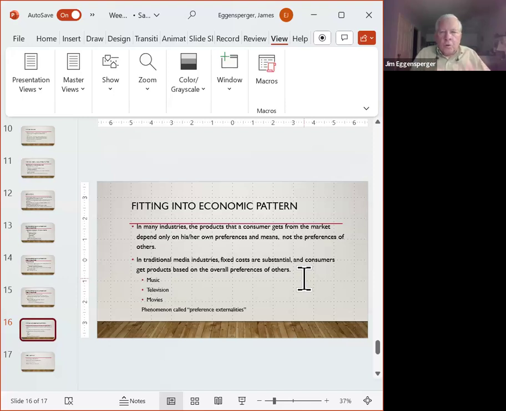Now, it may not appeal to a whole bunch of people like you, and so they may not be profitable, but the cost of production is such that you can spend a good deal of time creating these things and see if it works. That's the good news. In traditional media industries, the fixed costs are substantial still. It costs a lot of money to put on a TV show every night. It costs a lot of money to produce TV shows.